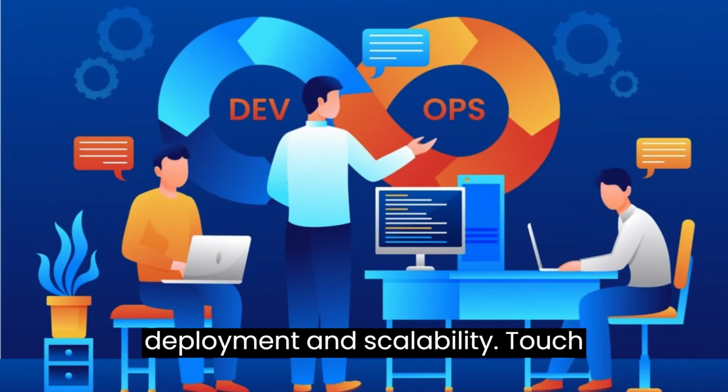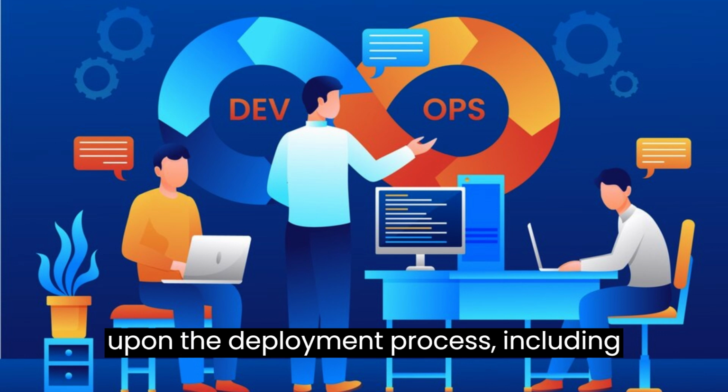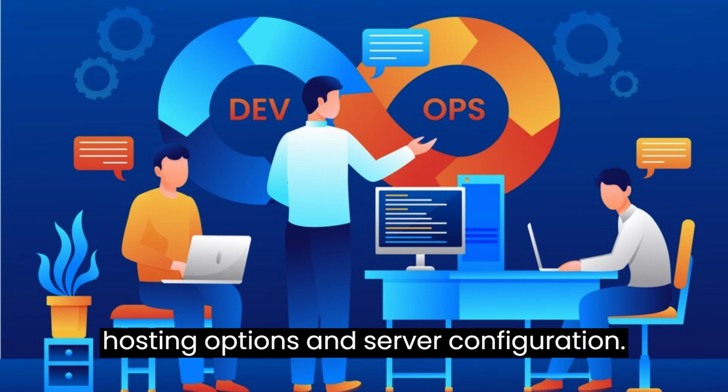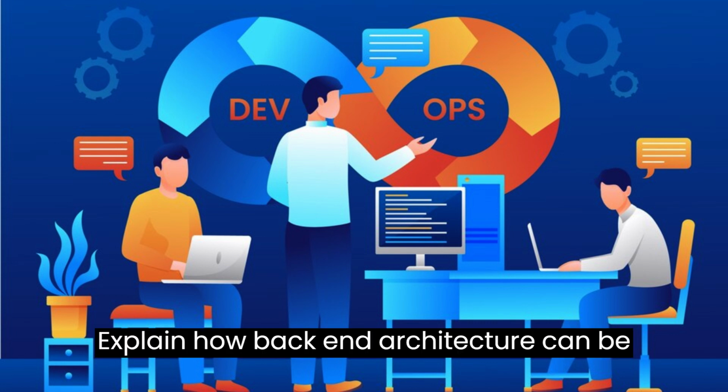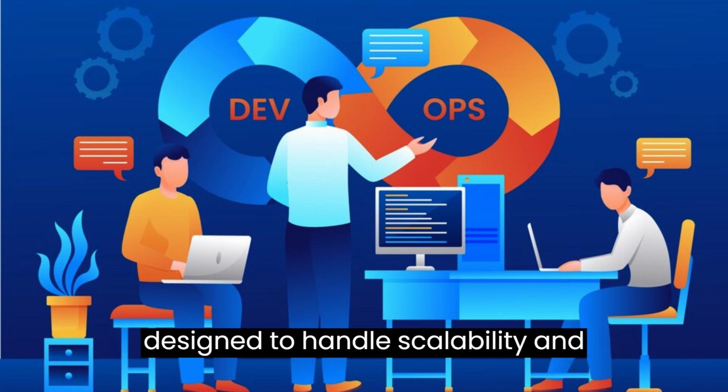8. Deployment and scalability. Touch upon the deployment process, including hosting options and server configuration. Explain how back-end architecture can be designed to handle scalability and increase traffic.